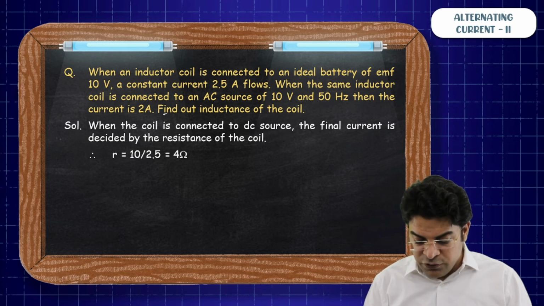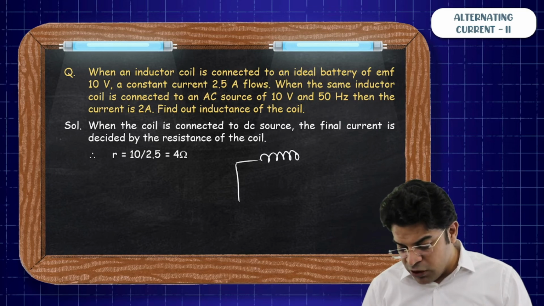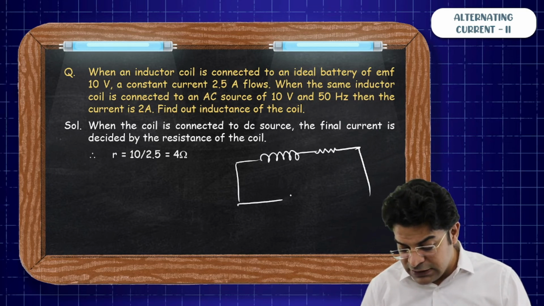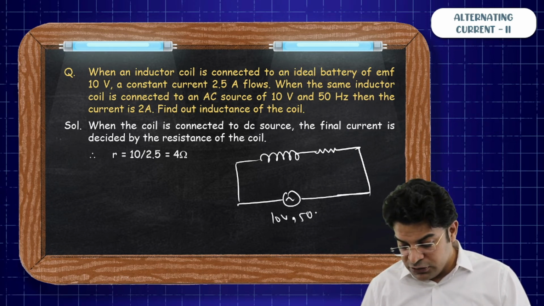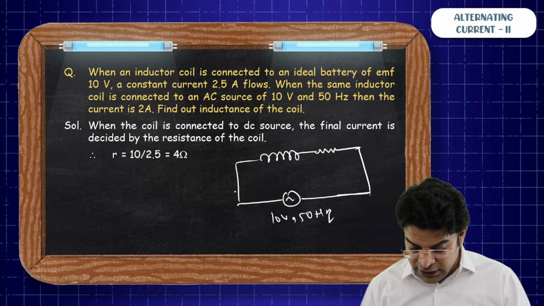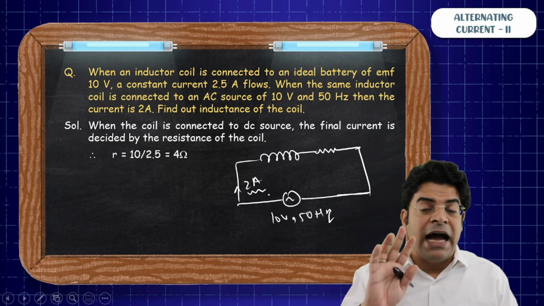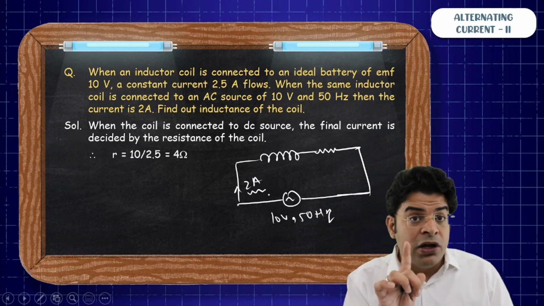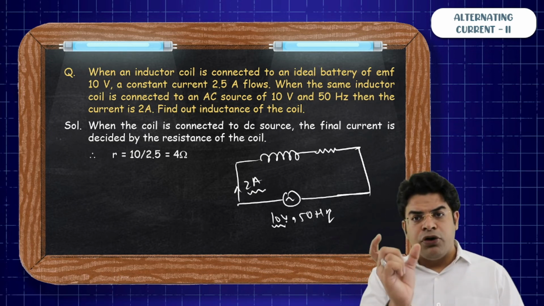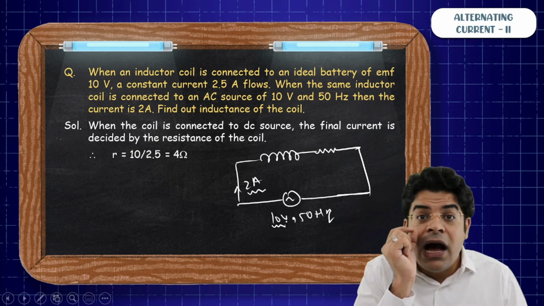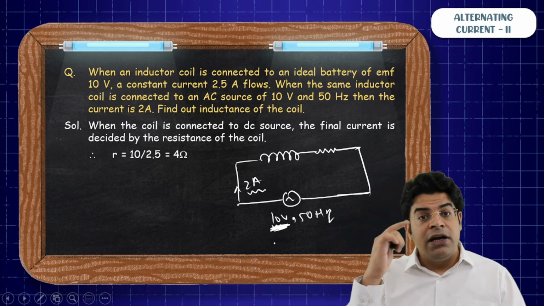Our mission is to find the inductance of the coil. They have given me one more data. When this same inductor coil, which is nothing but an inductor plus a resistance, is connected to an AC supply of 10 volt 50 hertz, then the current flowing is 2 amperes. Bachon, tell me, if they say that 2 ampere of current flows, this is IRMS or I peak? This is IRMS. The peak value will be root 2 times 2, 2 root 2. If they say that the supply potential drop is 10 volt, this is VRMS or V peak? This is VRMS given. The V peak will be 10 root 2.